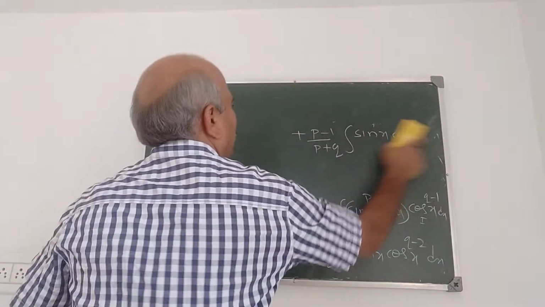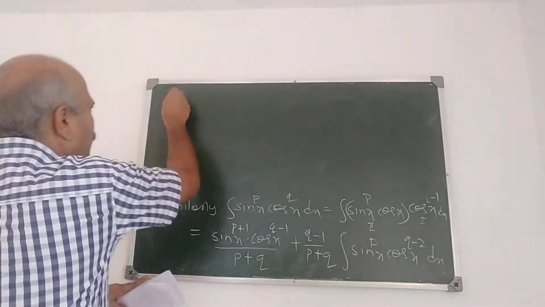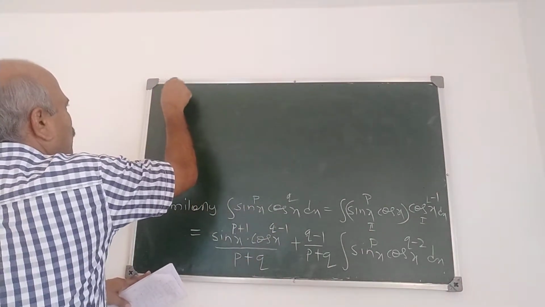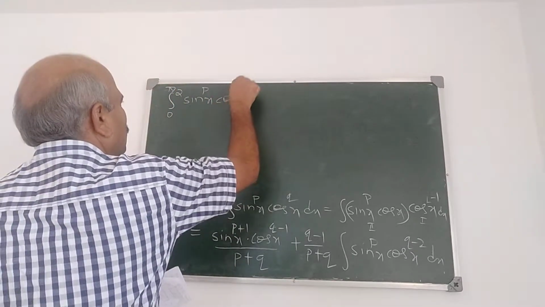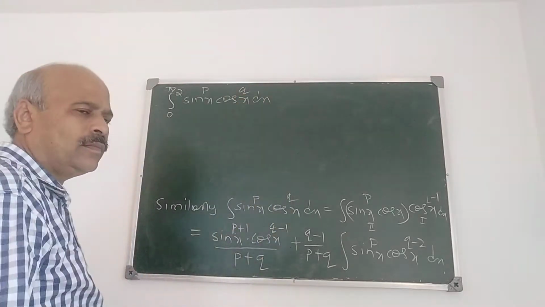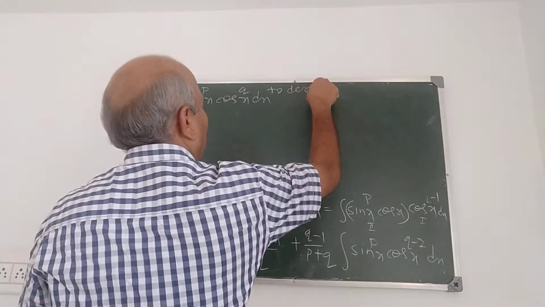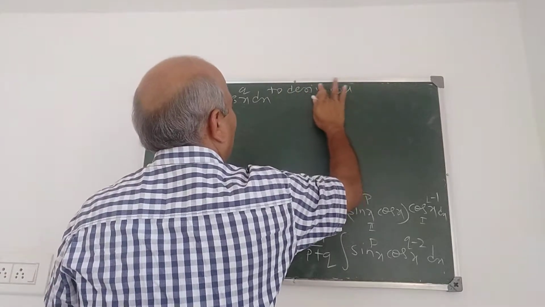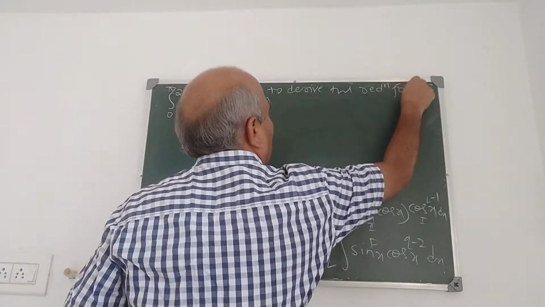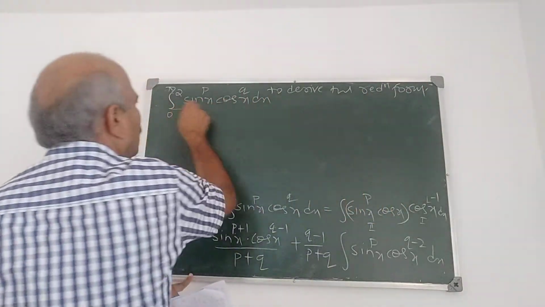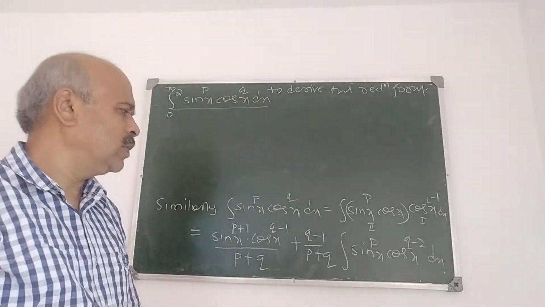Now in this video I derive the formula for integral 0 to pi by 2 sin x raised to p cos x raised to q with respect to x. To derive the reduction formula for this is the topic, and also I consider some problems on this.